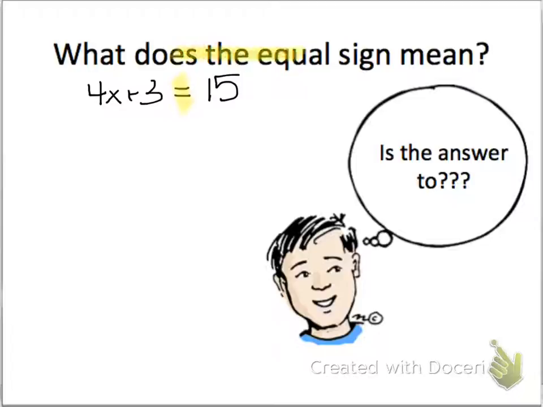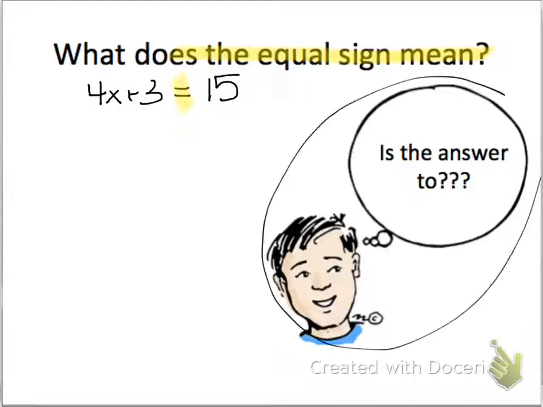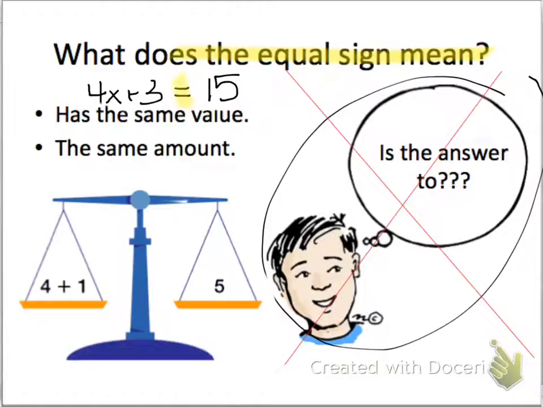Now the question is, what does this equal sign mean? A lot of students think, like this student thinks here, that it means "is the answer 2." Well, that's not actually true. It means the two sides have the same value, or are equal to the same amount. So here, this scale shows me that 4 plus 1 is equal to 5 because they have the same amount. The equal sign doesn't mean "the answer is," it means "is the same amount as." So keep that in mind as we go through this lesson.